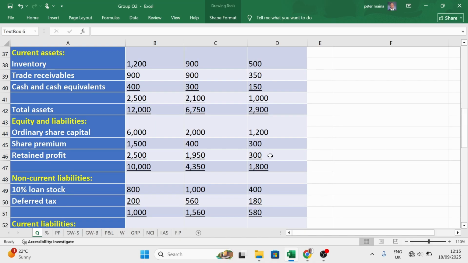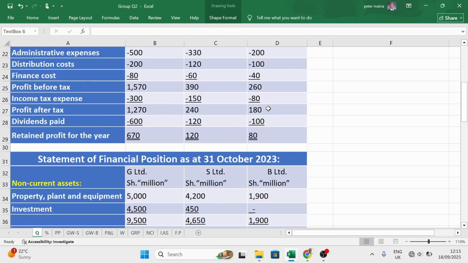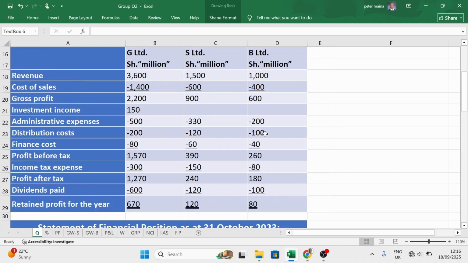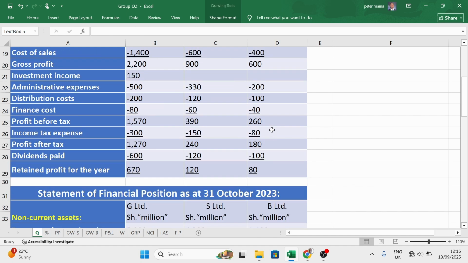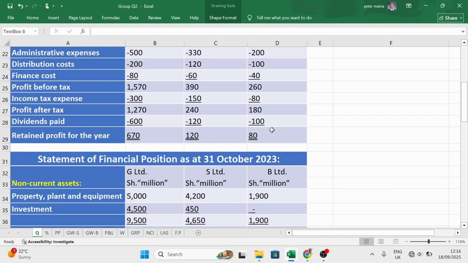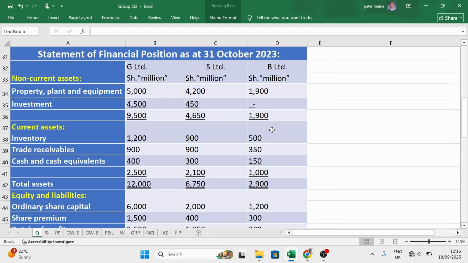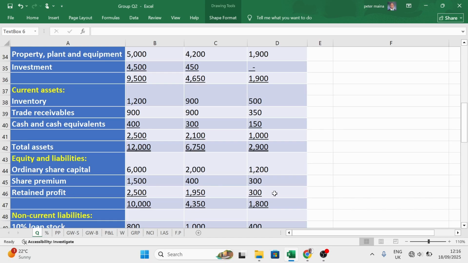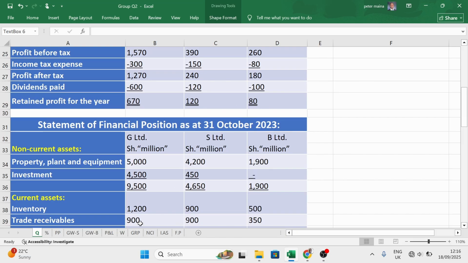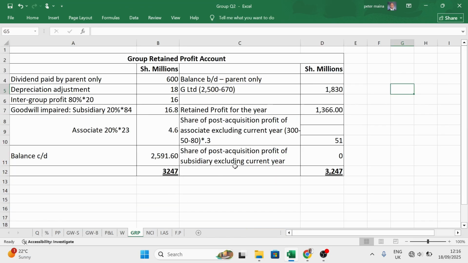Also, if you go to the current year, B Limited made a retained profit of 80. This 80 is the profit for the current year. Again, we want to exclude profit for the current year because that has already been considered in the consolidated profit and loss statement. So you're going to take this retained profit. First, we deduct pre-acquisition, which is 50. Then we deduct current year's retained profit, which is 80.